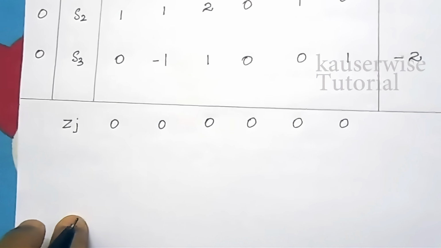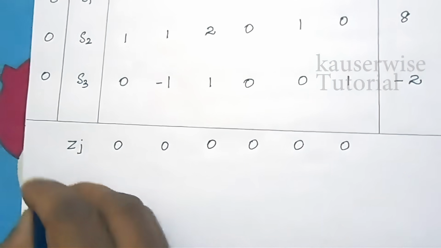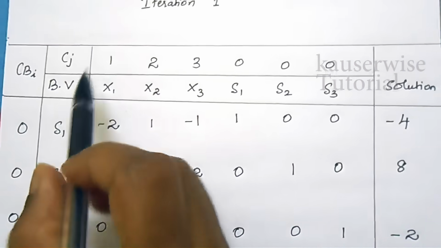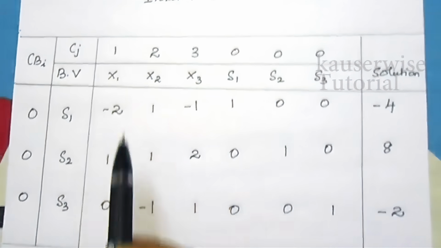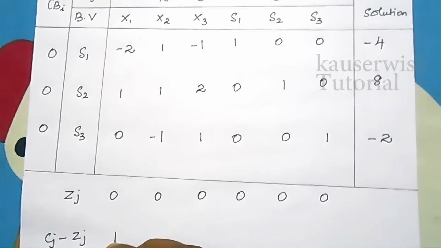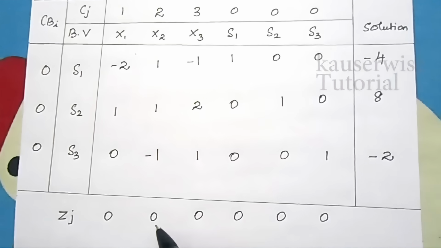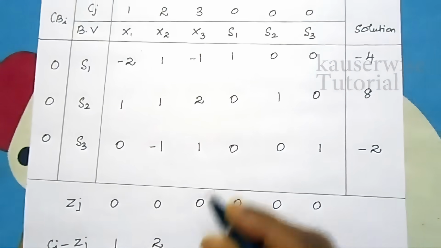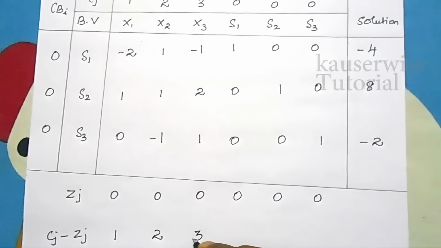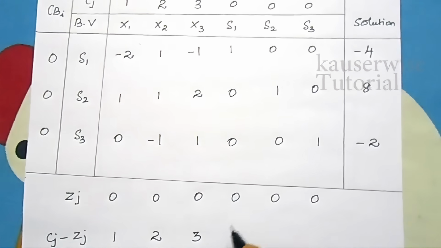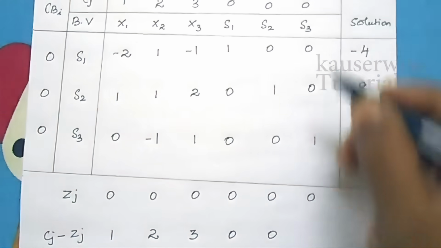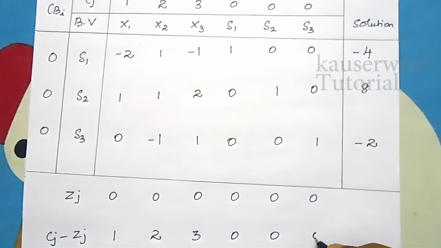The next step is we need to find Cj minus Zj value. Look at the Cj values. Cj is 1, and Zj value is 0, so 1 minus 0 is equal to plus 1. 2 minus 0 is equal to 2. Then 3 minus 0 is equal to 3. 0 minus 0 is equal to 0, 0 minus 0 is equal to 0, 0 minus 0 is equal to 0.